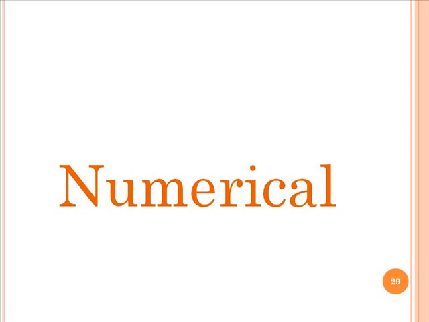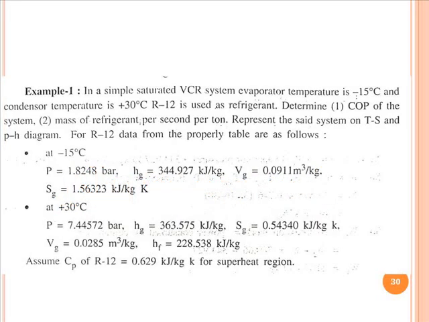Now friend, we have to solve some basic sample numericals related to the simple VCR cycle. Now you can see the first numerical. In a simple saturated VCR system, the evaporator temperature is minus 15 degrees Celsius and the condenser temperature is plus 30 degrees Celsius. R12 is used as the refrigerant. Determine first the COP of the system and the mass of refrigerant per second per ton. Represent the said system on TS and PH diagrams.